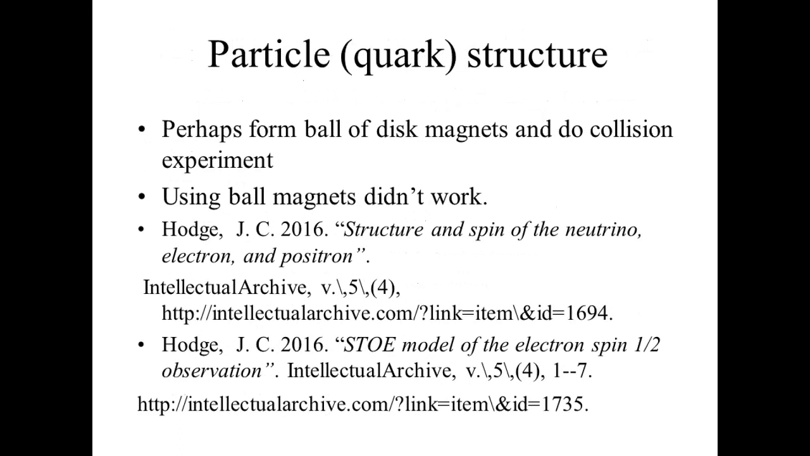We could expand the idea of structure of particles being like disk magnets to quarks. What that structure appears to be is that it's going to be like electrons being held together by photons, is what it looks like. But I've yet to come up with a structure. I could form a ball of disk magnets, which would be a nucleon, such as a proton or neutron, and do collision experiments. Using a ball of disk magnets didn't work, so perhaps disk magnets would work.